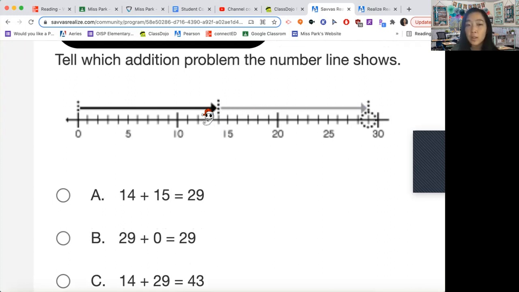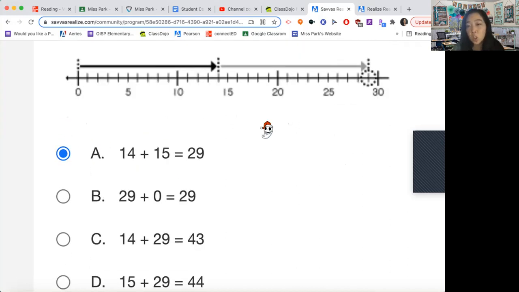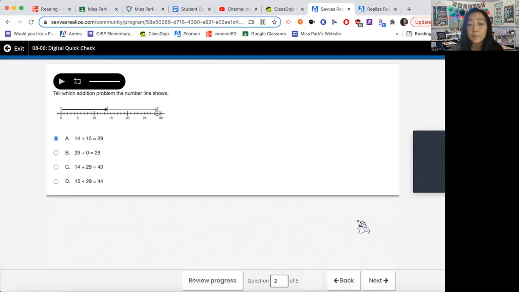We add on. So let's see how many we're adding. Ready? 1, 2, 3, 4, 5, 6, 7, 8, 9, 10, 11, 12, 13, 14, 15. We're going to be adding 15. So which of these says 14 plus 15? The only answer is A. And then let's just check, what's our final answer going to be? 1 before 30, which is 29. So 14 plus 15 does equal 29.